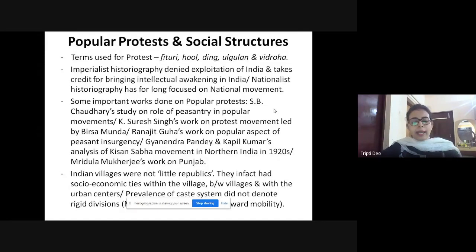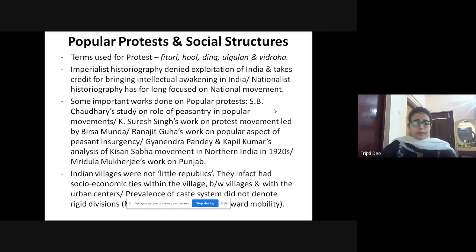Now, again, all of these conflicts and disturbances that came about with British rule in India led to protests. It's not that Indians were not protesting. What is happening around that? So let's see, terms like Fituri, Hool, Deeng, Ulgulan, Vidroh, these are terms that are used for popular protests.